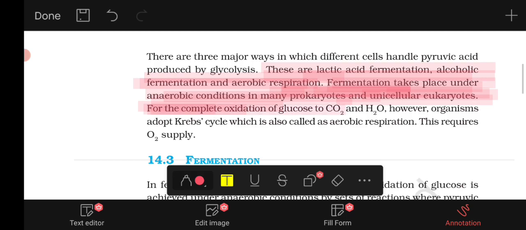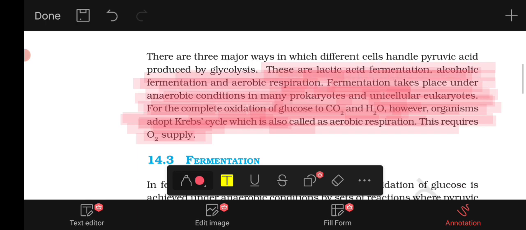For the complex oxidation of glucose to CO2 and H2O, however, organisms adopt the Krebs cycle or the TCA cycle. This is called aerobic respiration, and this requires O2 in the terminal step, not in the initial steps.